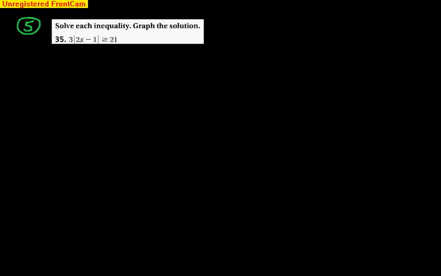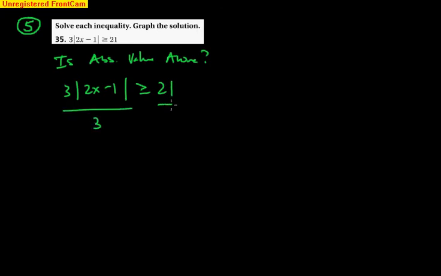Okay. Here we go, 5. Solve each inequality, graph the solution. Alright, so again, same question. Is the absolute value alone? And the answer is no. You see that 3? There's a 3 out in front of the absolute value. So we must get rid of that 3 by dividing. Do not distribute. You can't. Those are impenetrable bars, those absolute values. They don't break down easy. Okay, so now, yes, it is now done.